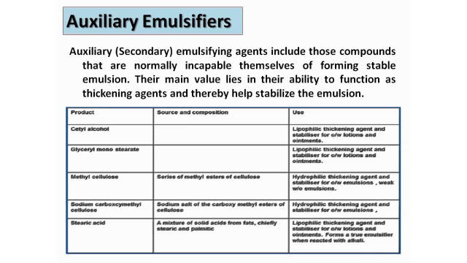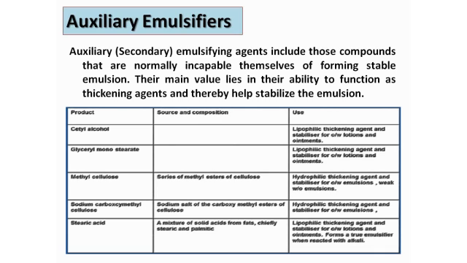Number one is cetyl alcohol. Cetyl alcohol is a lipophilic thickening agent. It is generally used for oil in water type of lotions and ointments. The next one is glycerol monostearate, also abbreviated as GMS. GMS is used as a lipophilic thickening agent, and similarly it is also used for oil in water type of lotions and ointments.